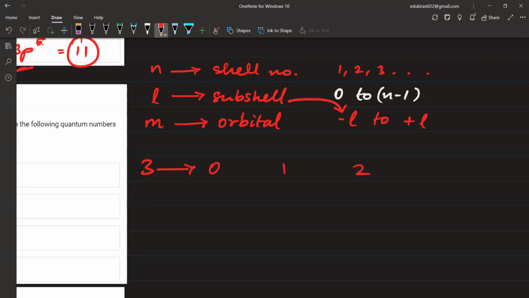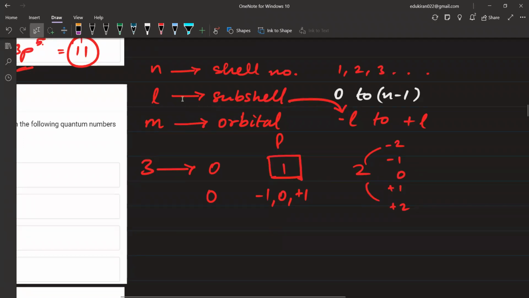So for 0, the subshell is 0, so what will it be? Only 0, because there is no minus and plus of 0. Now, for the first subshell, that means for the p subshell, what will be the values? Minus l, that means minus 1, 0 and plus 1. These are the values for m. For 2, what will the values be? Minus 2, minus 1, 0, plus 1 and plus 2. Did you remember something, sir? Yes or no, please tell me. Yes, sir. Okay.